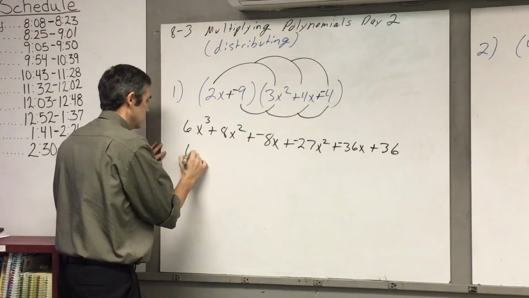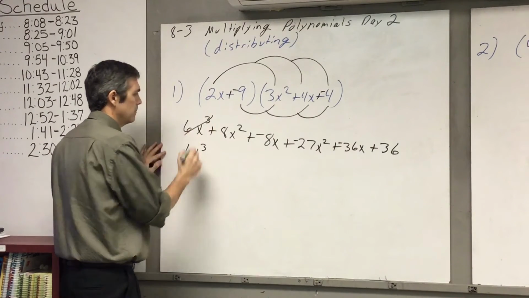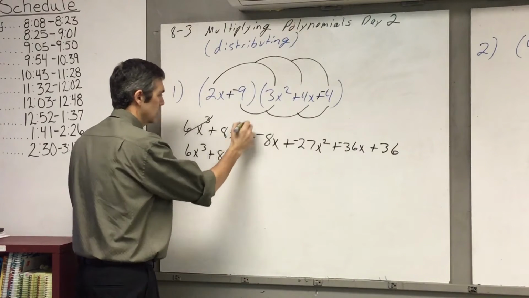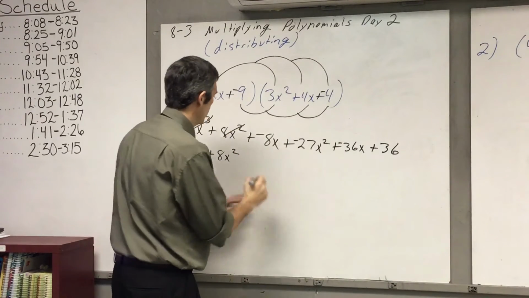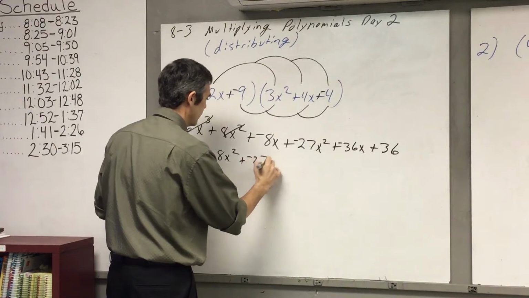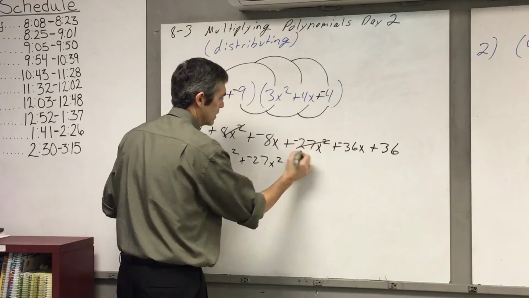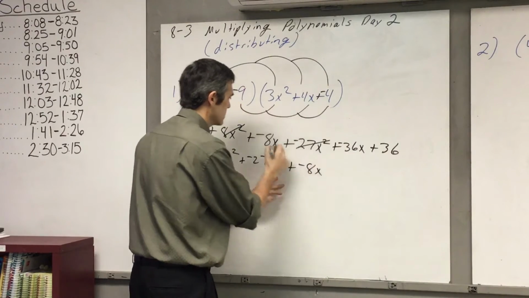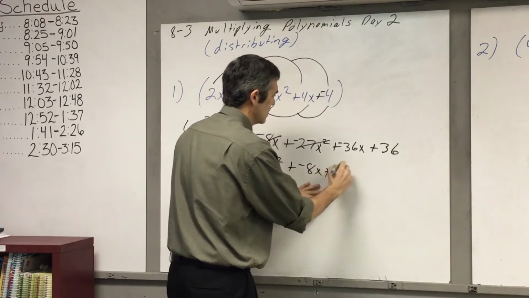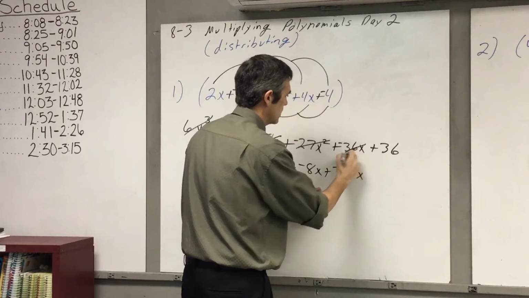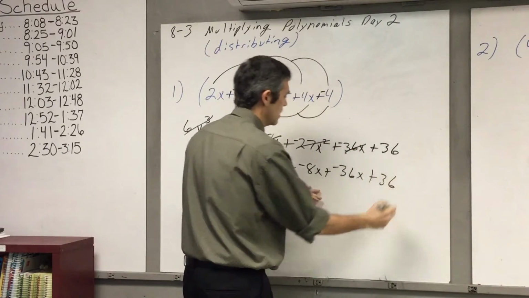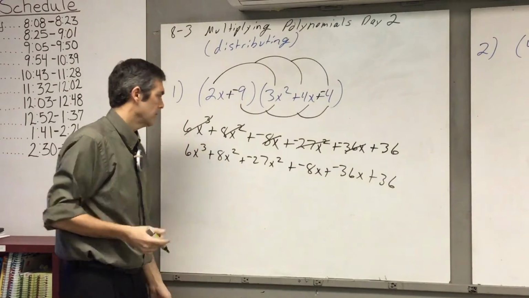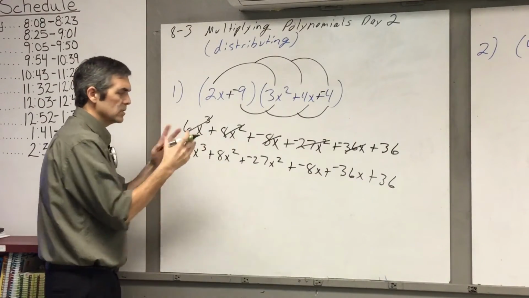Okay, so 6x to the third, I used that one, plus 8x to the second, got that one. Then I'm going to come over here. I'm going to get this negative 27x to the second. Got that one. Plus negative 8x. That. Plus negative 36x. That one. Plus 36. And now I have everything lined up with like terms next to each other. Then I'm going to actually combine them.